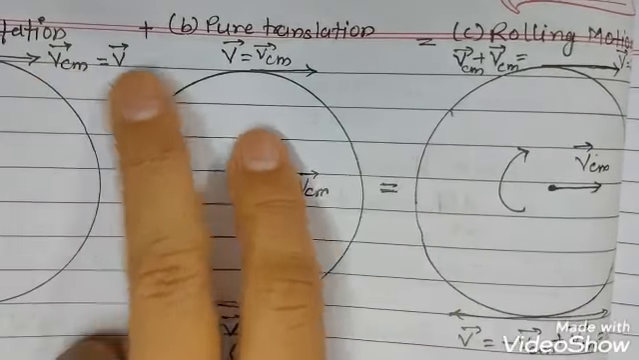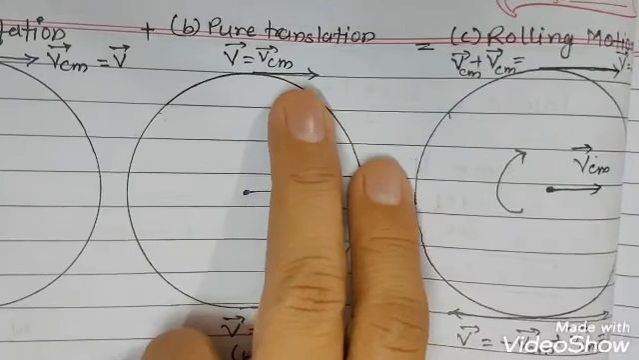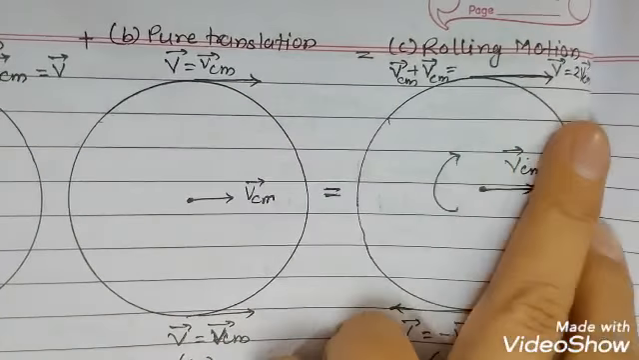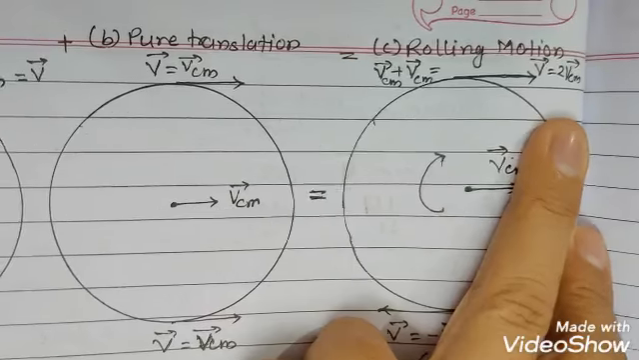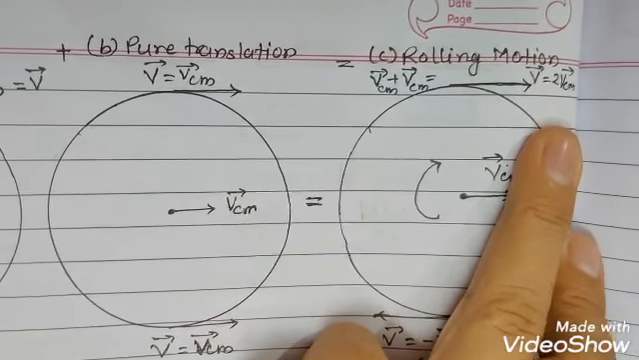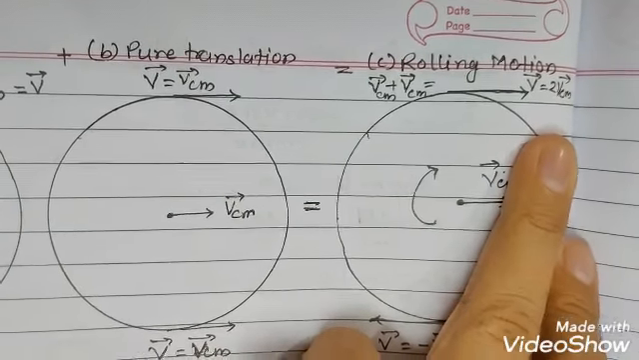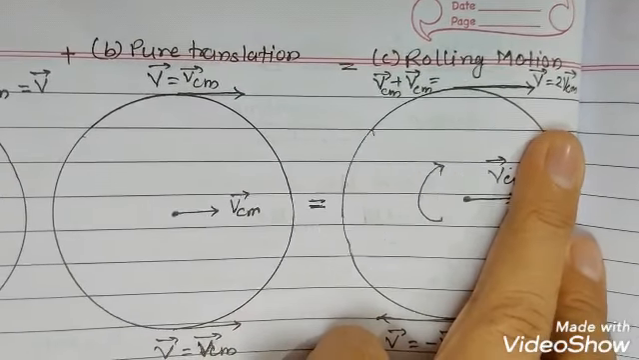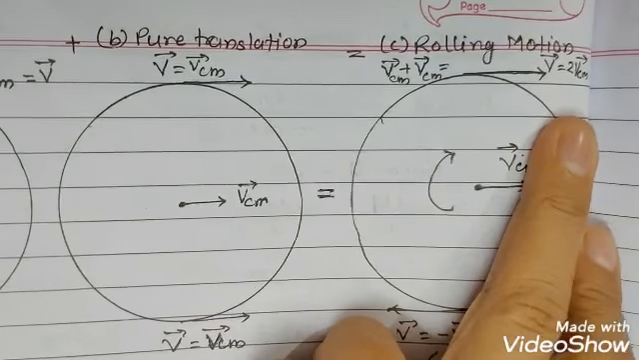So here also right side and here also right side, the same velocity is there, that will add up and it will give us here the 2 VCM. So what we'll find here, the portion of the wheel at the top would be moving with a speed 2 VCM and faster than any other portion of the wheel.